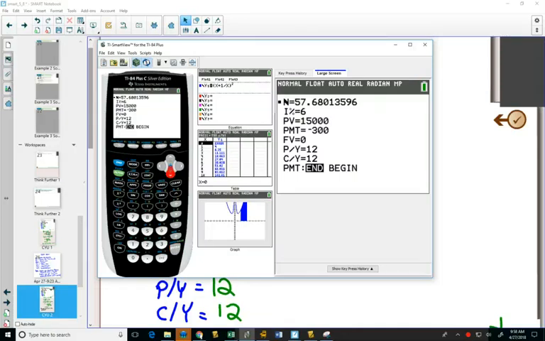So after we've solved this out, I'll multiply this by 57.68. What will that tell me? Well, if 57.68 was my number of payments, and I'm paying $300 a month, I push enter here, and I find out exactly how much I spent on that car. So I bought a $15,000 car, but I paid $17,304 for it.